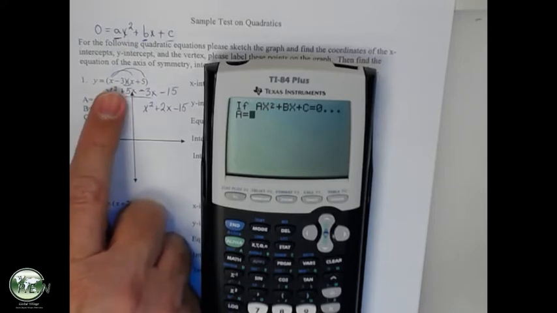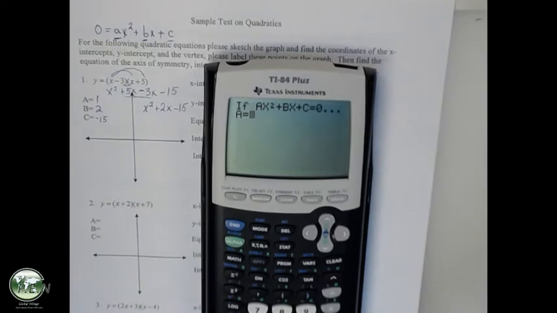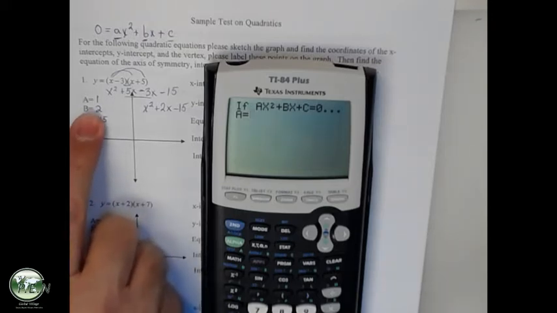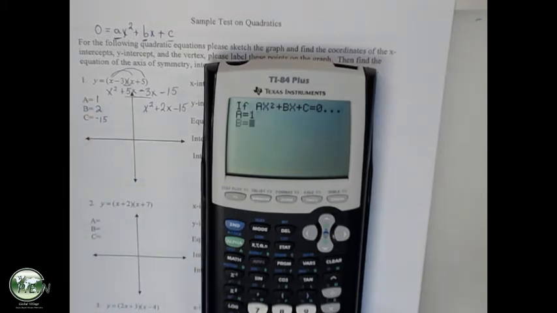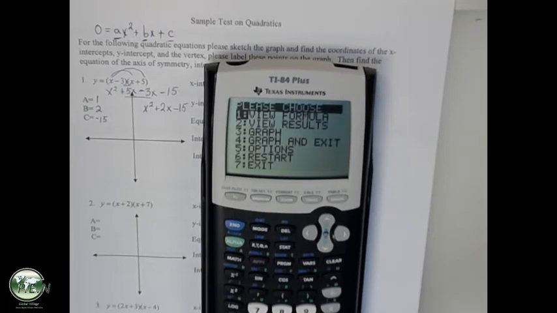It has to be equal to 0. In the next kind of problems we're doing, we've got some equations that are equal to numbers. If they're not 0, we got to get it equal to 0 first. But that's the main thing. If you got your setup right, all you have to do is put in A, B, and C. So we put in 1 for A, we put in 2 for B, and we put in negative 15 for C. Okay. Hit enter. And there we go.